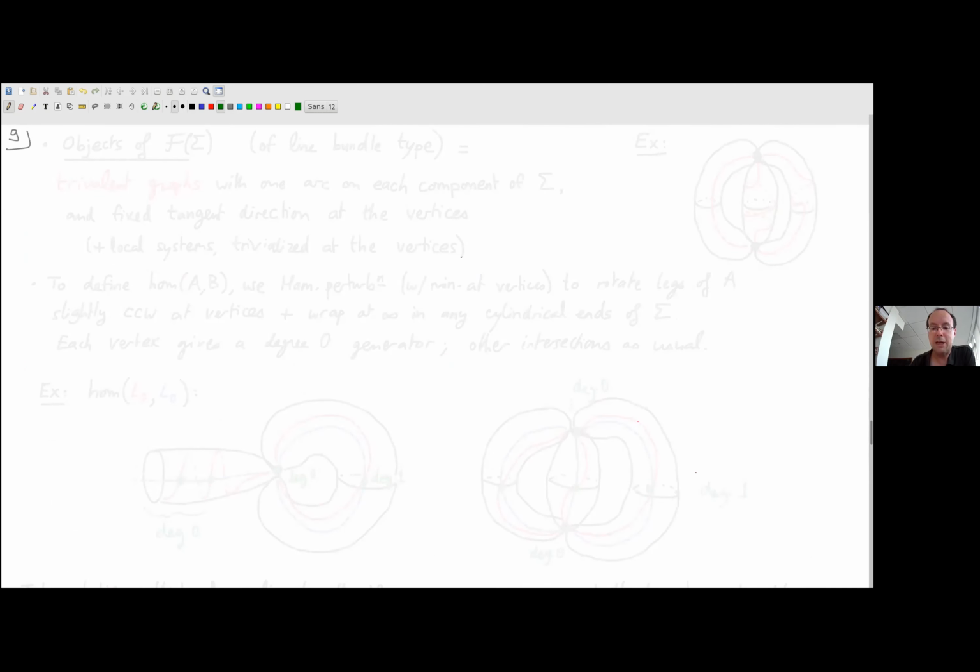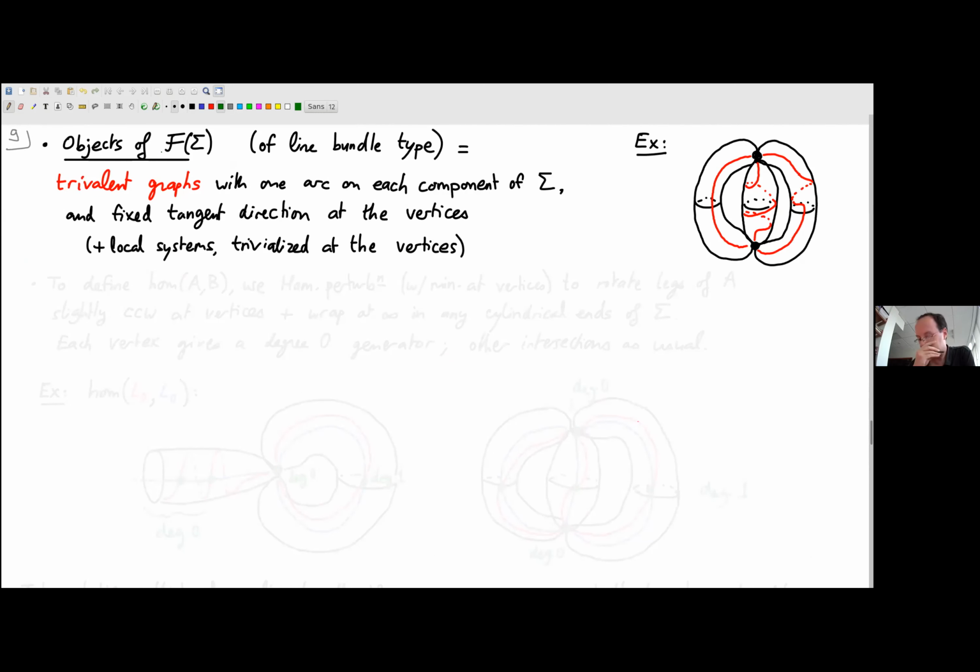All right. So returning to the symplectic side. An object of my Fukaya category of line bundle type will be a trivalent graph with one arc on each component, and I will force a fixed tangent direction at the vertices. That's just out of laziness. And if you want really to have a complete story, you should consider these trivalent graphs together with local systems over them, trivialized at the vertices, as a way of having more objects.